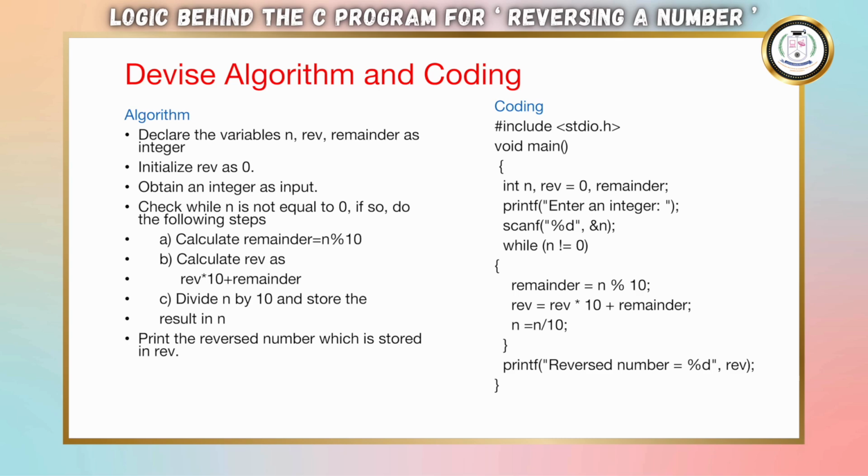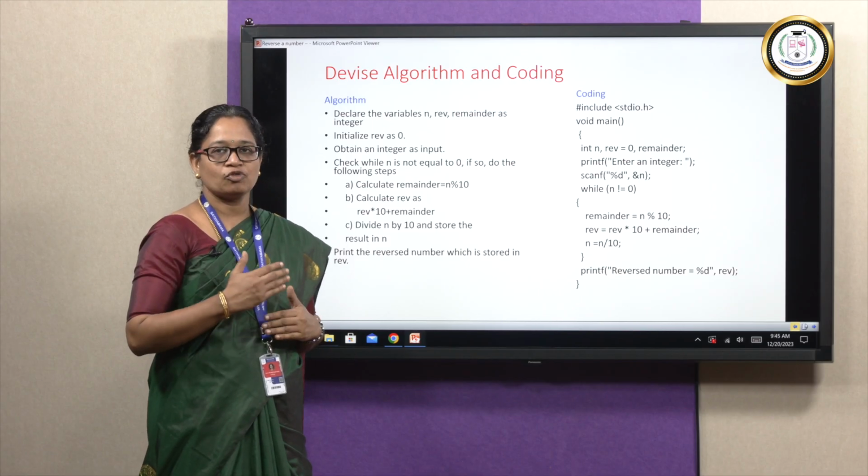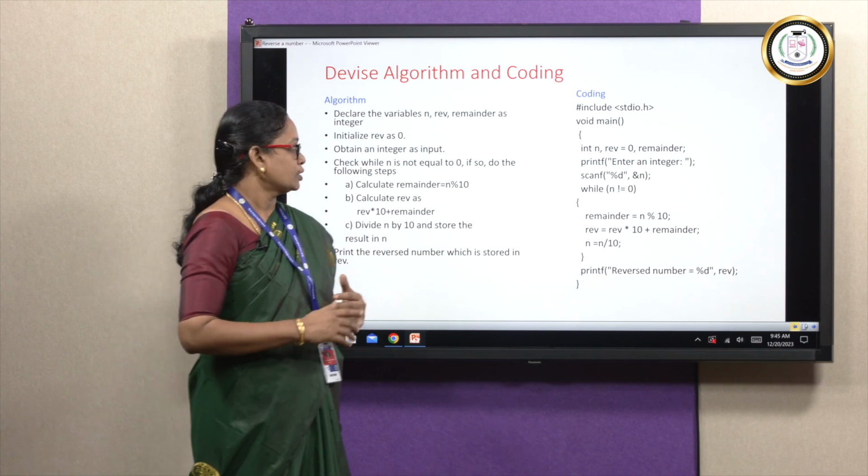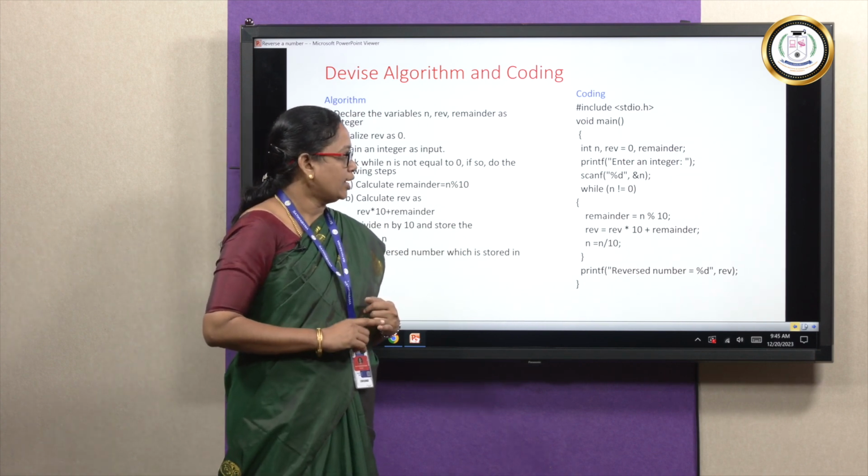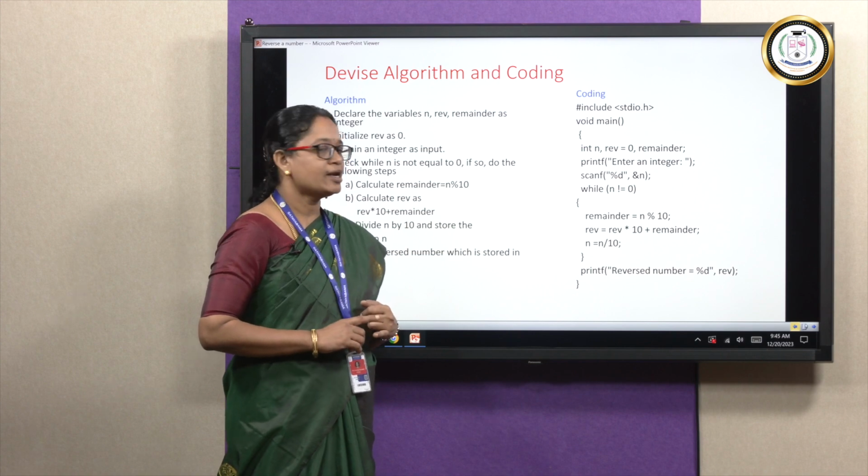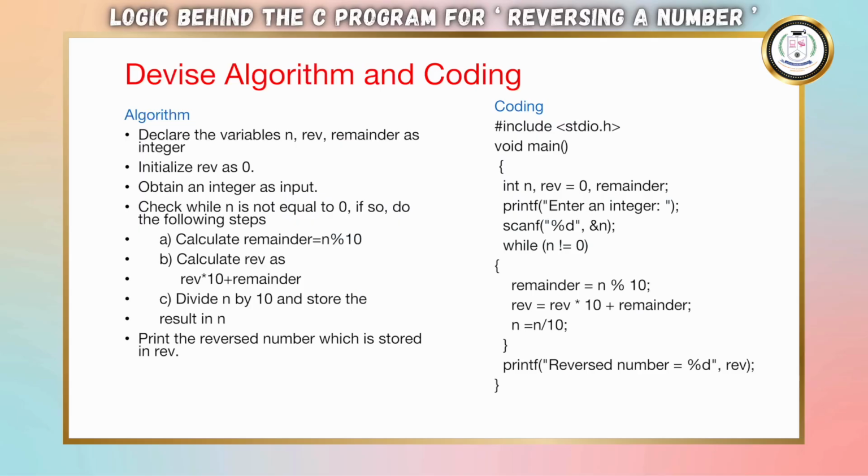First, we are declaring the integer variables. Here we take only integer variables for the reversing a number program. The variables are n, reverse and remainder. Zero is initialized to the variable reverse.